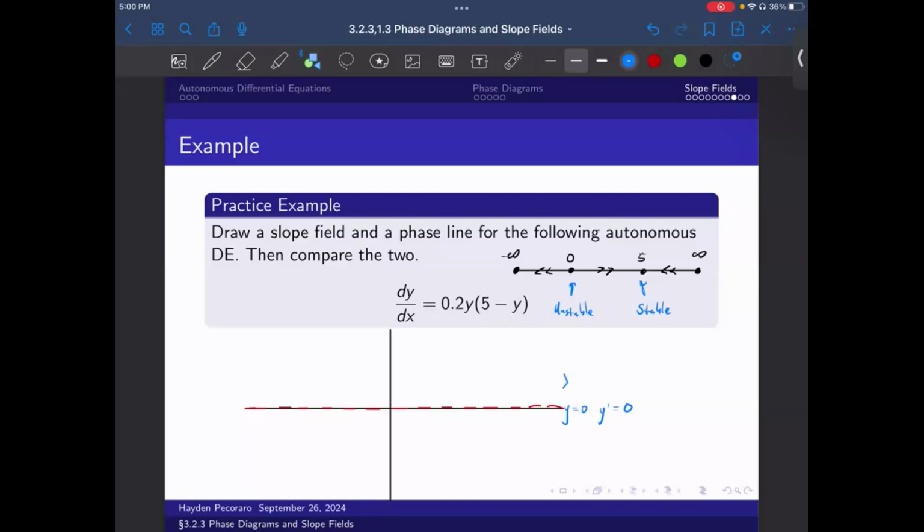So if y equals 1, then we get y prime equals, okay, 1/5 times 4, so 4/5. Pretty close to 1. And we should have a slope that looks something like this all the way across. And these are meant to be more or less in the same direction.